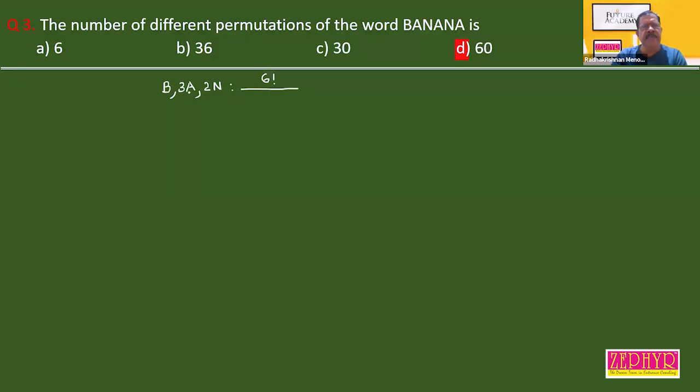But since there are 3 A's, that means 3 letters are repeated. So you have to divide it by 3 factorial. And 2 N's are there, 2 letters are repeated in another way. So you have to divide by 2 factorial. So when you simplify, numerator is 720, 6 factorial. Denominator is 6 into 12. 6 into 2, that is 12. So you are getting 60. Okay. So this is a method.